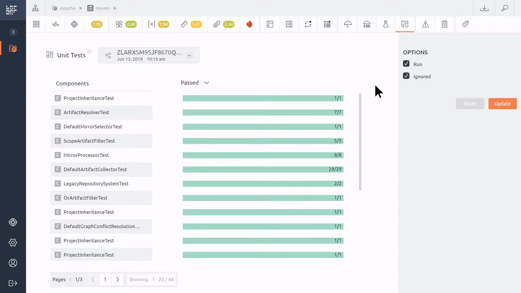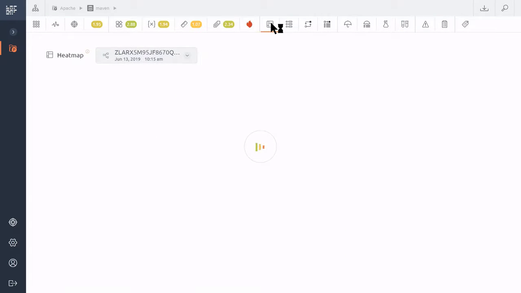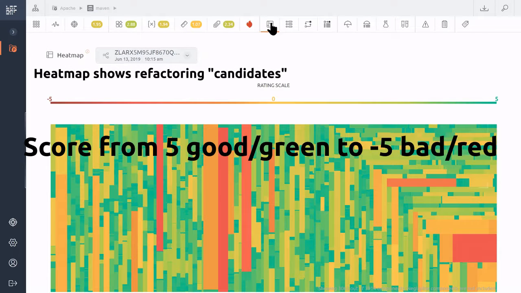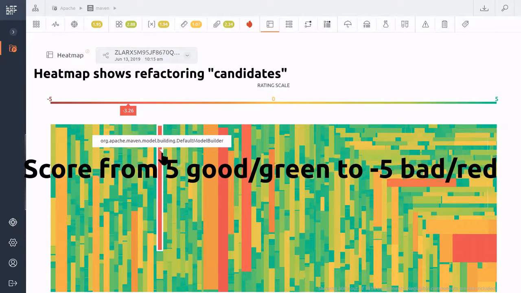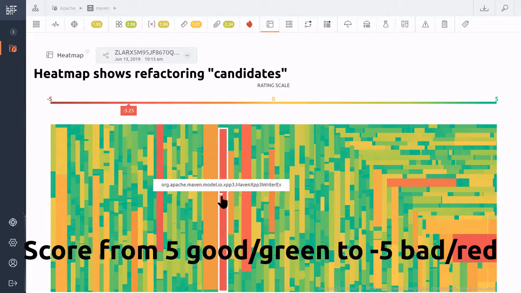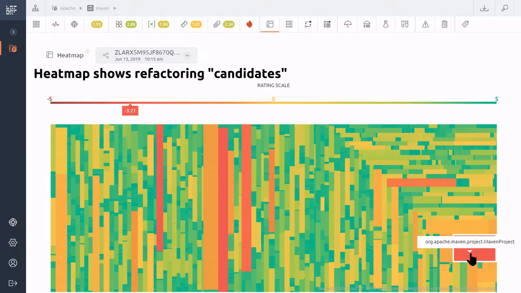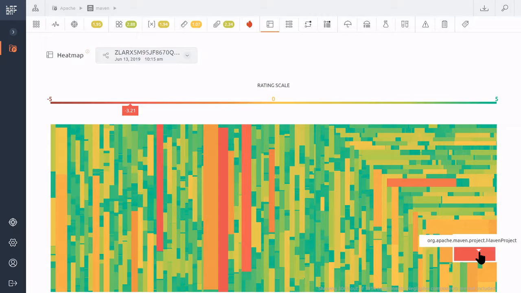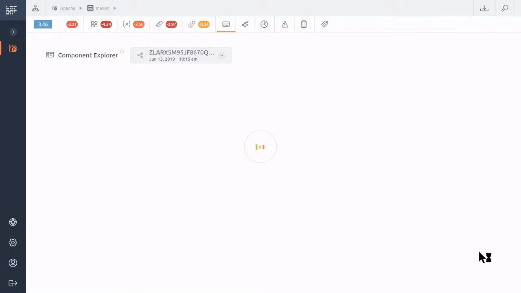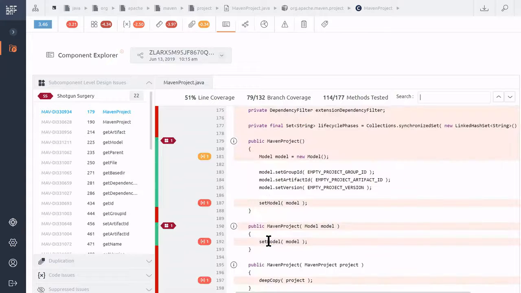This seems all fine. On our heat map, we have our Embold score from 5 for good code, green, to -5 for very bad code, red, aggregated from design issues, code issues, metrics, and duplications inside the components. There we go. Again, to find our Maven project.